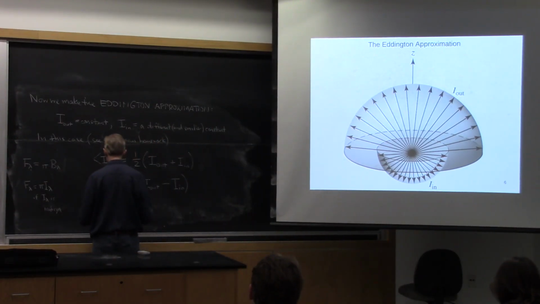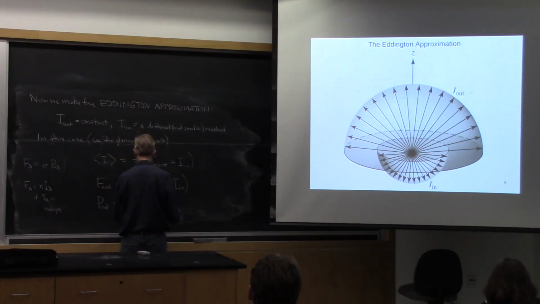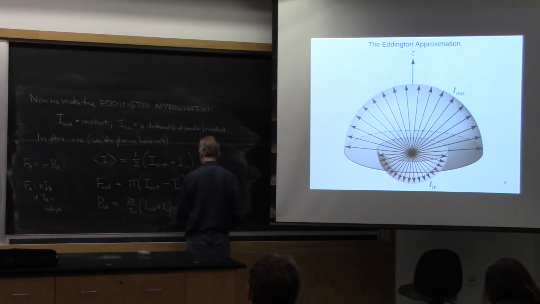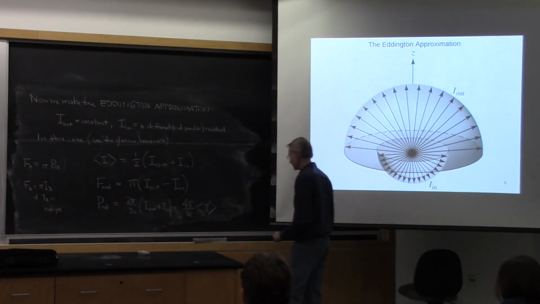And then finally, the radiation pressure is 2 pi over 3c times (I out plus I in), which is 4 pi over 3c times the mean intensity.